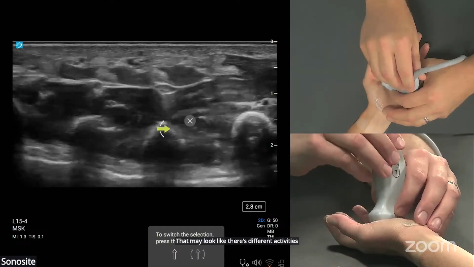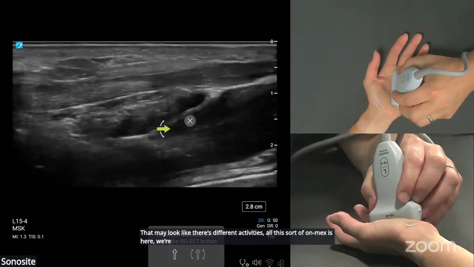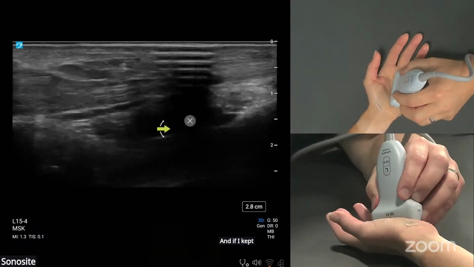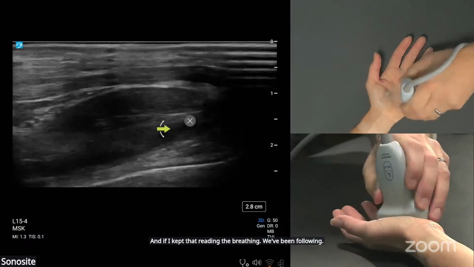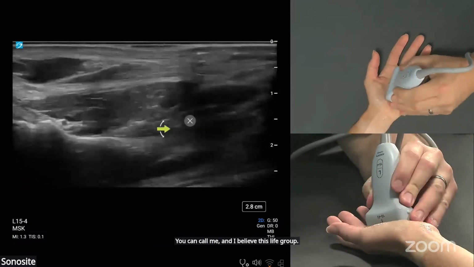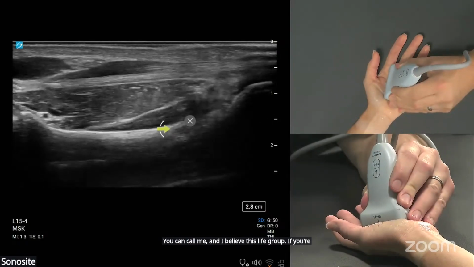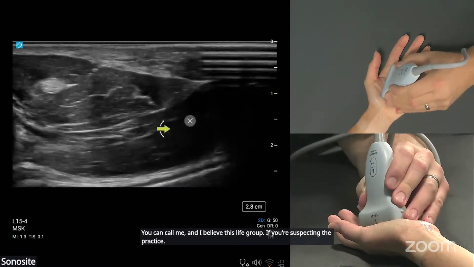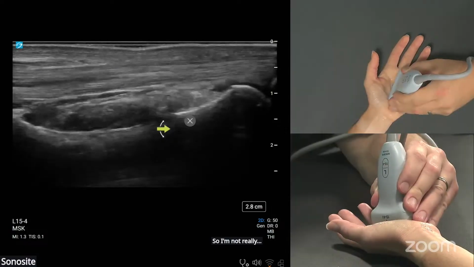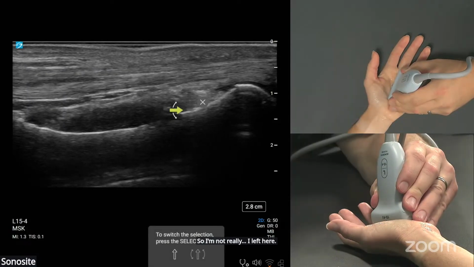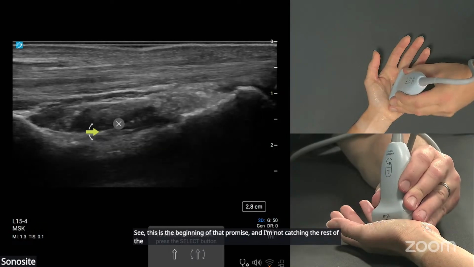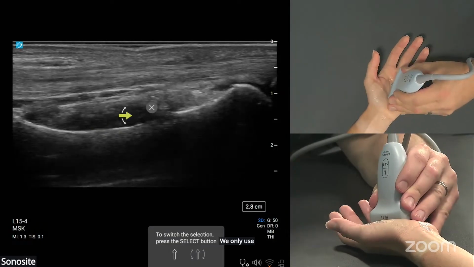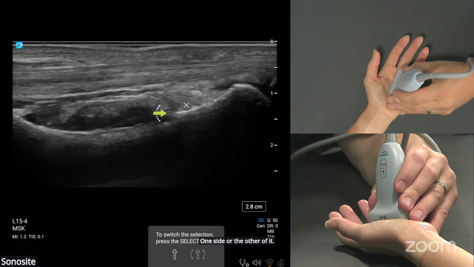There's almost a long axis here, right on that bone. And if I catch that ridge obliquely, it looks like a fracture, so be careful if you're suspecting a fracture. In the third digit maybe, right there, see, this is the beginning of that prominence, that little ridge. And I'm not catching the rest of the ridge on this side. We don't want to look at just one side or the other of it.